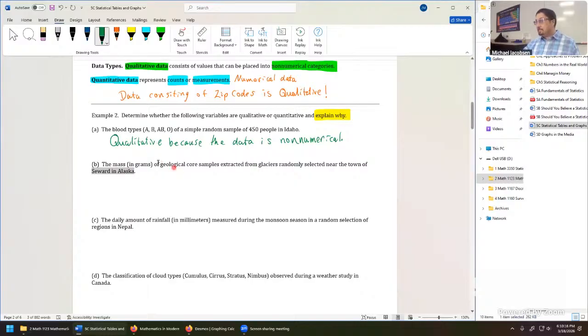But this one's different, right? Here, we're just saying what the mass is for each of the core samples extracted. And so a measurement is being made. We see that there's something like this, mass in grams. We're going to get numbers as our output. We don't know how many numbers. They didn't tell us how big the sample size is. But here we can say pretty briefly, this is quantitative, since the data are numeric measurements.